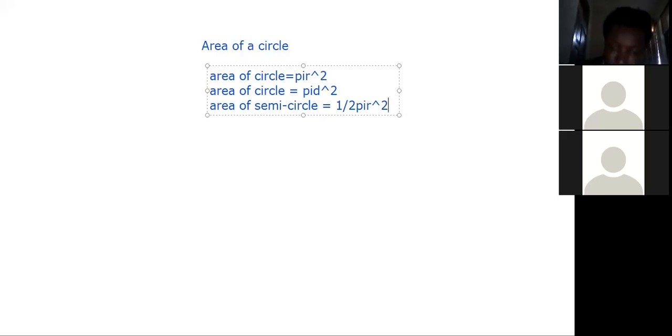Are we there? So the area of a quadrant, that is a angle of 90 degrees, will be 1/4 pi r squared. The area of a quadrant is given by 1/4 pi r squared. Are we true?